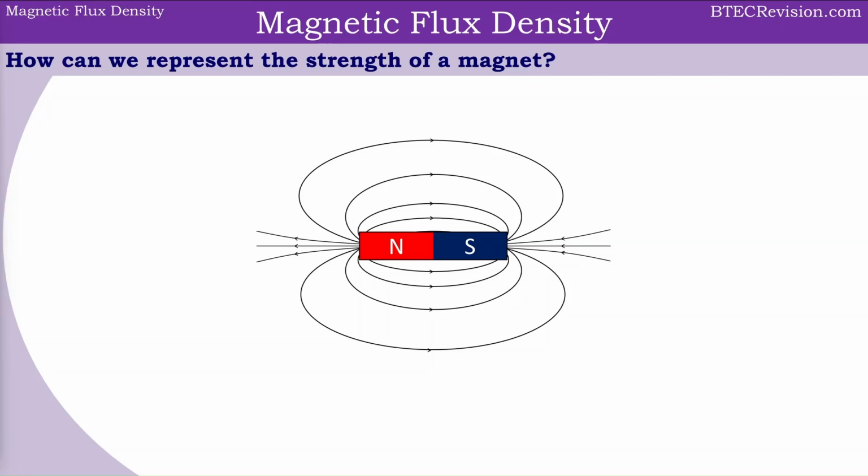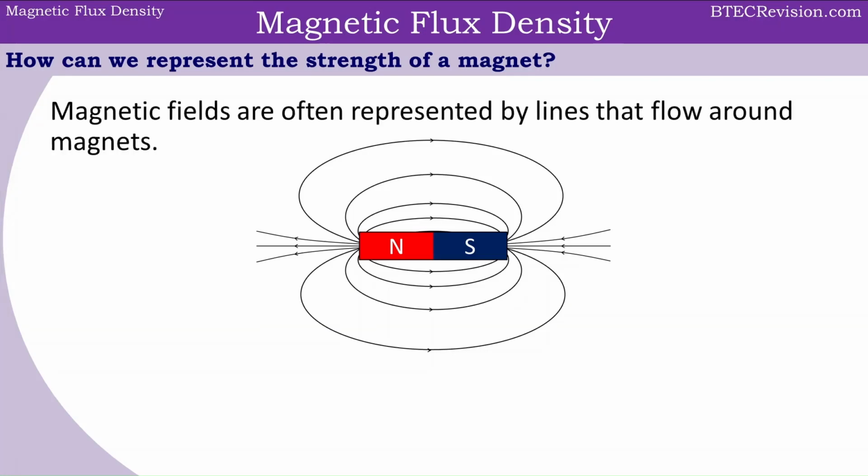How can we represent the strength of a magnet? Below, we have a picture of a magnet. We have the north and south pole of the magnet, and lines that are coming out from the north and going into the south pole. These lines are representing a magnetic field, and a field is a region of space where an object experiences a force. In this case, we are looking at magnetic fields, so a magnet would experience a force, or a magnetic material. For example, iron, cobalt, or nickel.